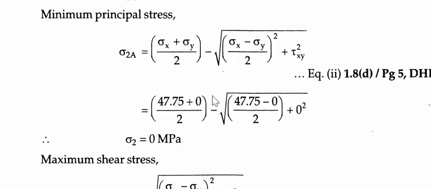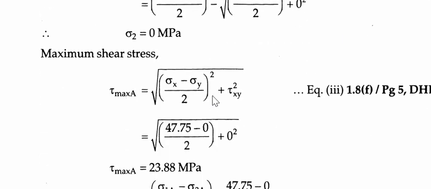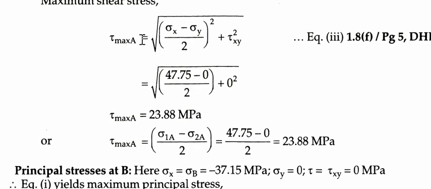Then you have to find the maximum shear stress. The tau max is equal to the square root of ((sigma x minus sigma y) by 2) the whole square plus tau xy squared. You get tau max equal to 23.88 megapascal. So for the first case, at point A, the maximum shear stress will be 23.88 megapascal by using this formula.